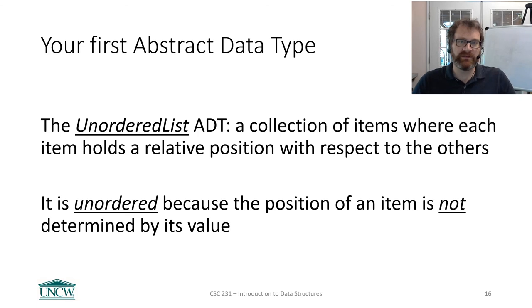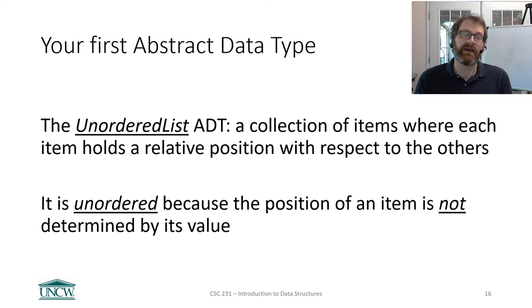An unordered list in computing, not just in Python, in computing, is a collection of items where each item holds a relative position with respect to the others. This is what Python's list type implements. Okay, this is the abstract data type. You can find it also in Java and in other languages. But it's just a collection of items.